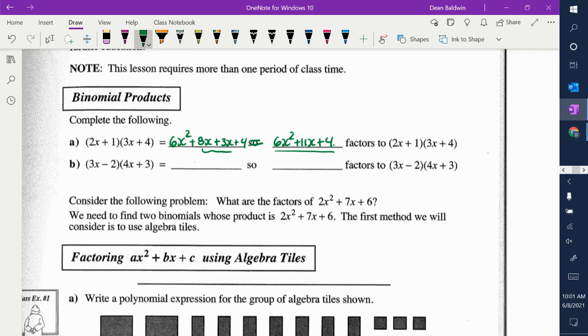Okay? All right? So we know 8 plus 3 is 11. Correct? All right. What's 8 times 3? 8 times 3 is 24. Is everybody with me so far? Okay. What's 6 times 4? 24.